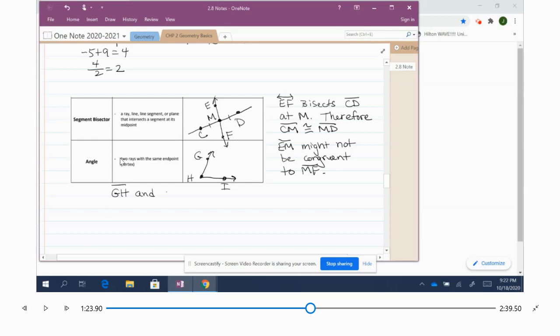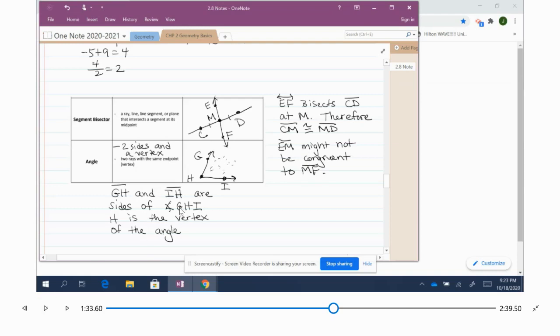An angle is two rays, but I'd rather call them sides. So you're going to hear me this year calling a side GH and side IH, or mark the two sides of the angle. We're not going to say mark the two rays. I'm even stating them as segments, but they can be rays or segments. So two sides and a vertex.